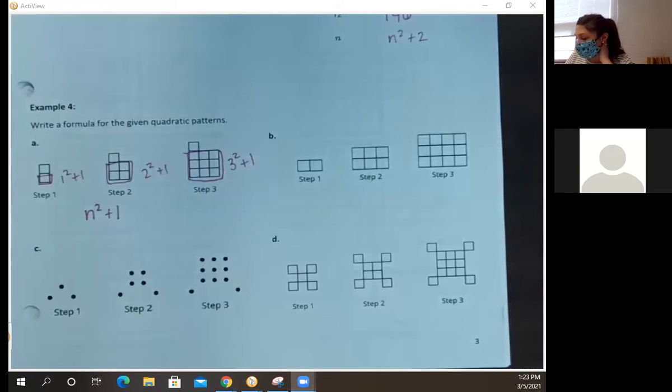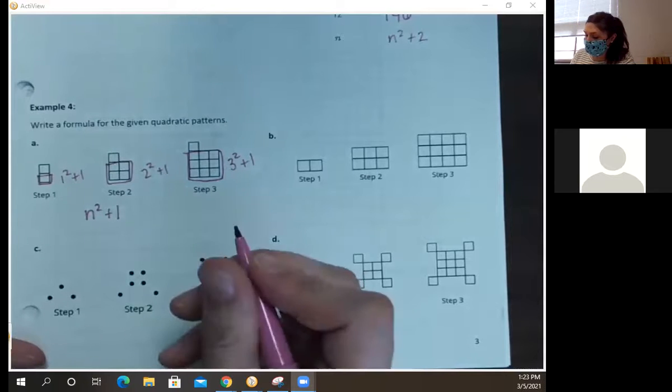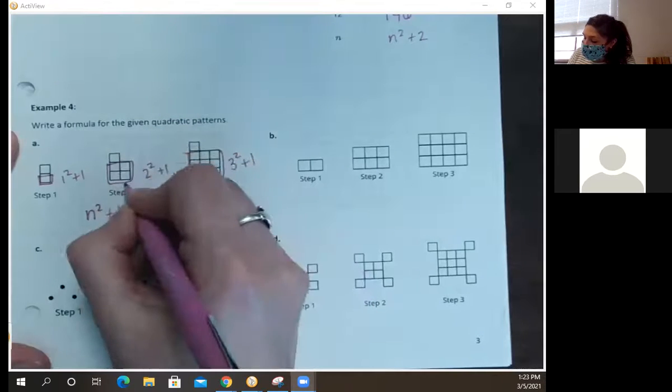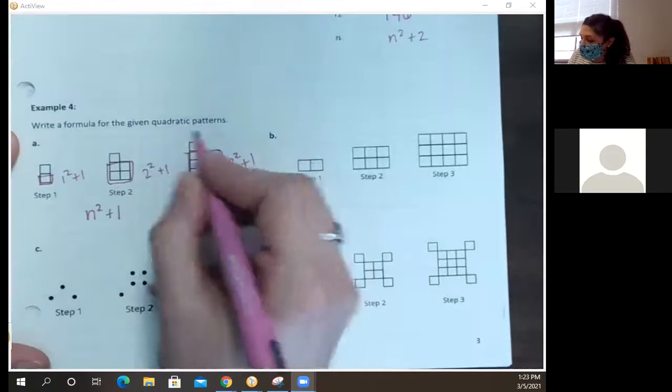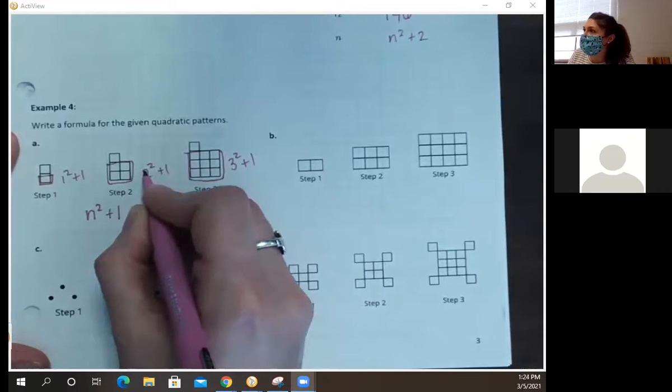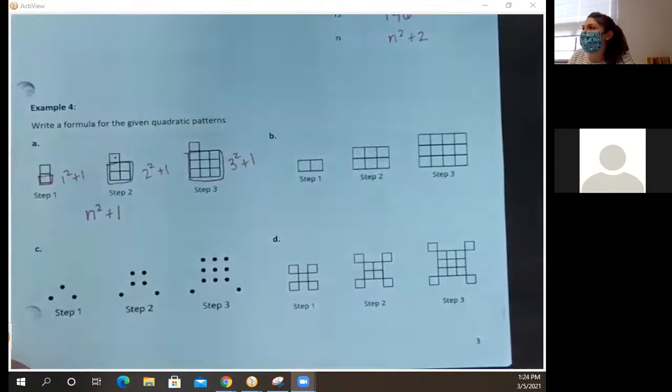Now let's take a look at B. Same idea. So do you see where my squares are here? But it's not just 2 squared, right? I've got this 1 that I'm adding to it. Does that make sense? Okay.